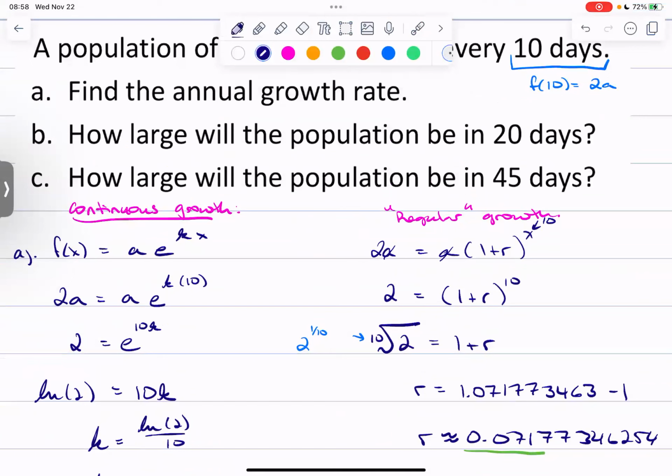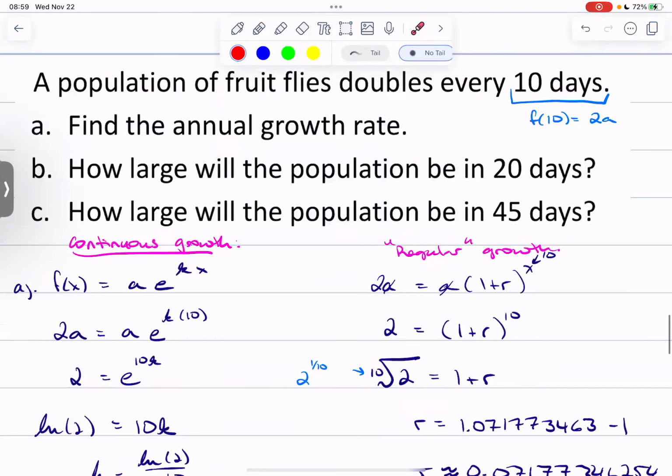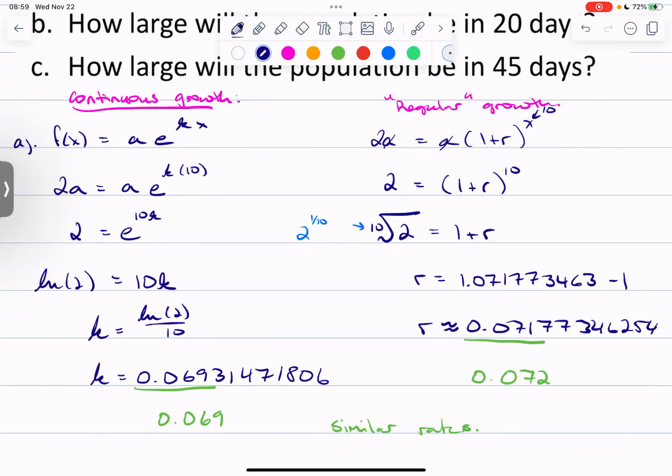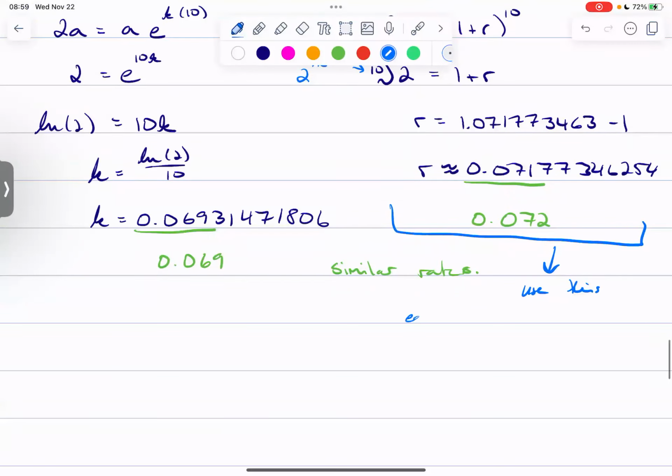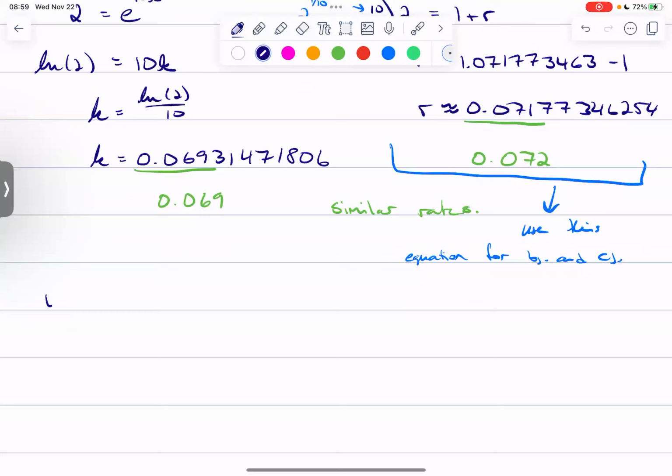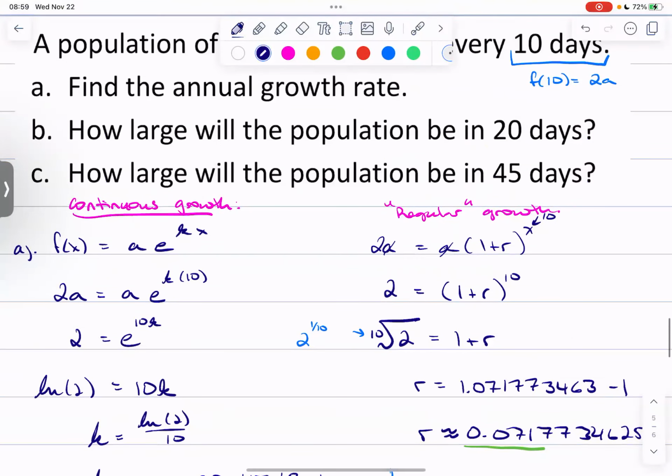Just for practice, maybe we should use this, I'm calling it the regular growth. I don't have words today. Let's use this equation for B and C, just for practice. We want to know how large will the population be in 20 days.